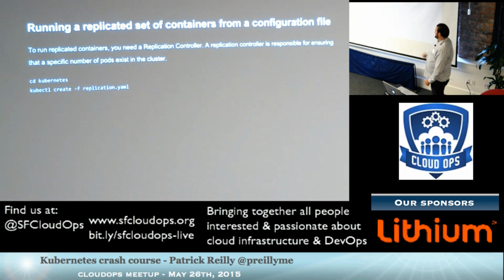Now, running a replicated set of containers from a configuration file. To run replicated containers, we need a replication controller. The replication controller is responsible for ensuring that a specific number of pods exist in the cluster. In this example, we have the replication.yaml file, which you can check out and use kubectl to create from that file.